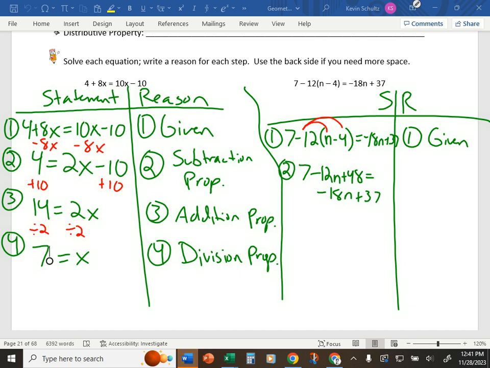It's plus 48 because we're taking a negative 12 times a negative 4. A negative times a negative is a positive. And then we can do that because of why? The distributive property. DP. Okay, the distributive property.